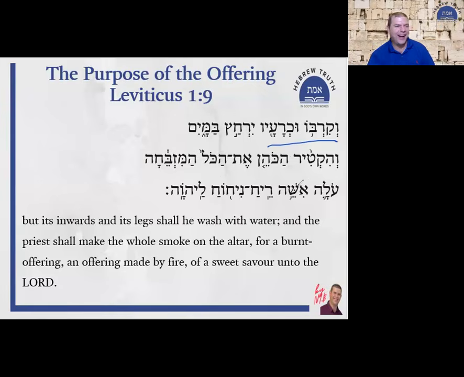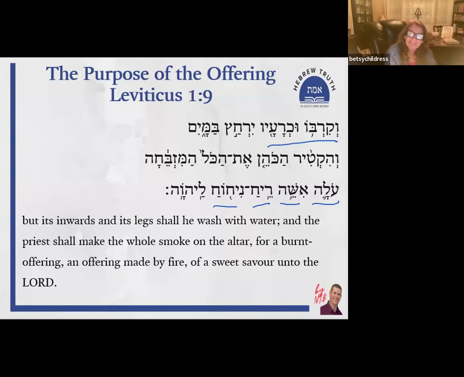והקטיר הכהן את הכל המזבחה, עולה אישה ריח ניחוח לאדוני. Wow. So many important terminology. Okay, so Olah, guys. Do you know what's the translation of the word Olah? Yeah, but obviously not. English is easy enough for you guys. What's the Greek and Latin equivalent of Olah? Anyone? Holocaust. Yeah, Holocaust.